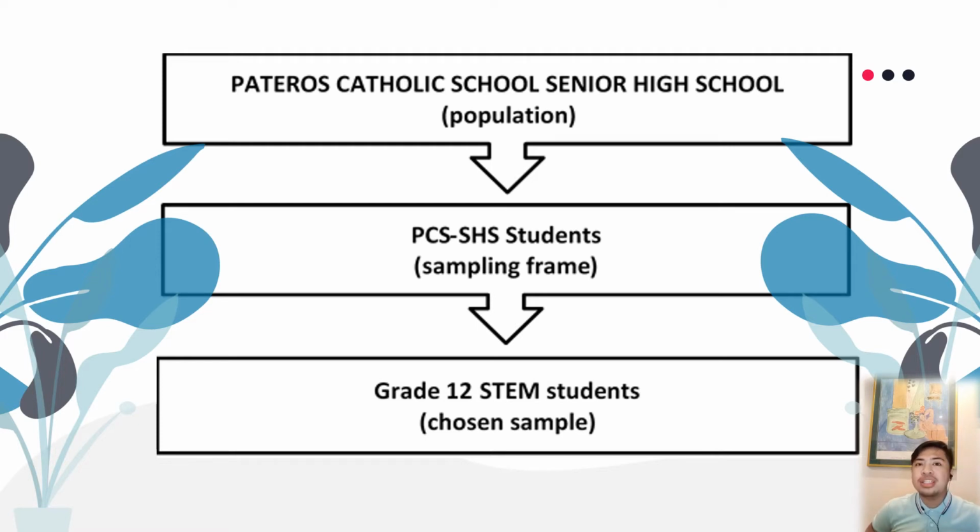A population is the biggest number. Sampling frame would mean a particular group from that population where we can select the samples. Now the sample is what we call the selected respondents. Okay.